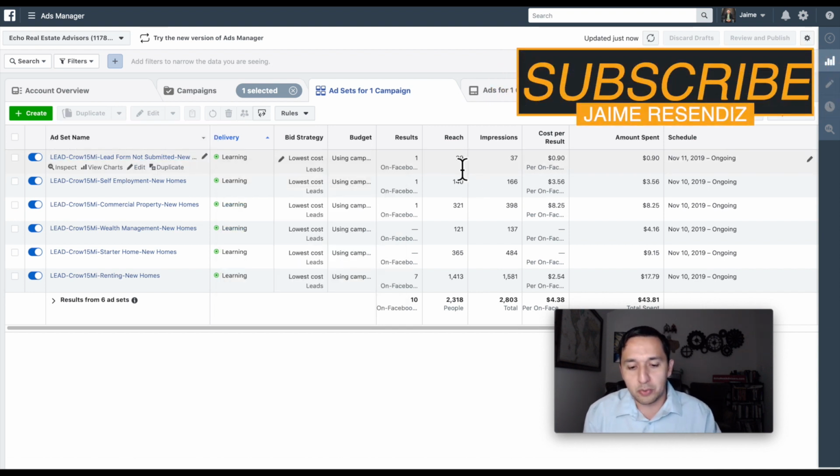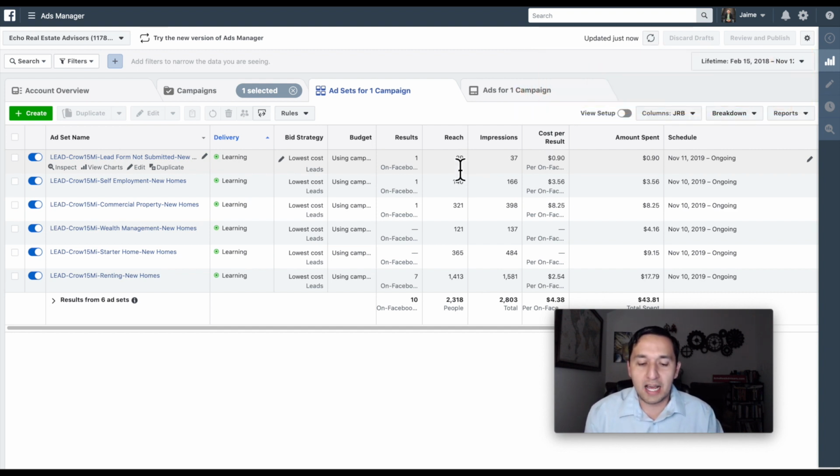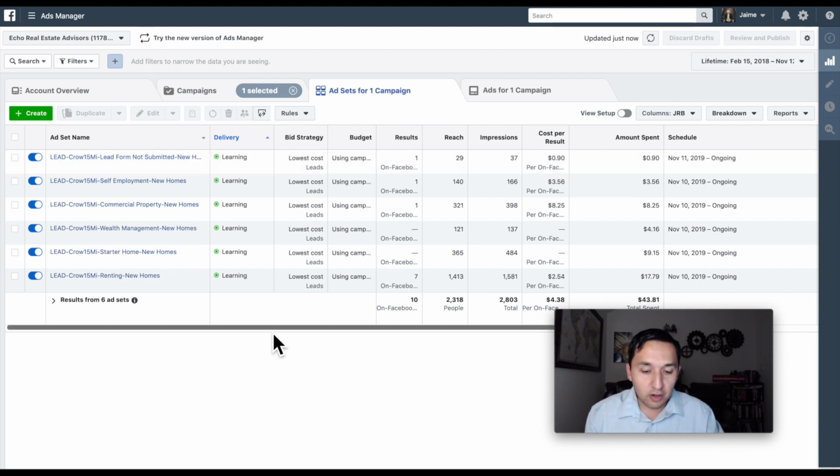And that's why you see the reach as small as it is. So 29 people have done just that, opened our lead form but haven't submitted their information. One of them ended up doing that in our retargeting, and that's why you see it being a 90-cent lead. So it's working so far.